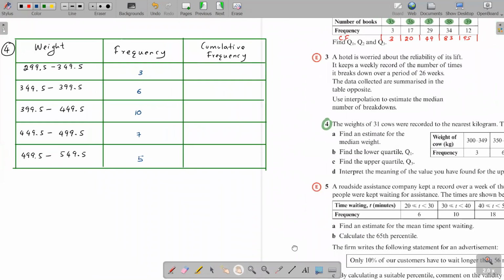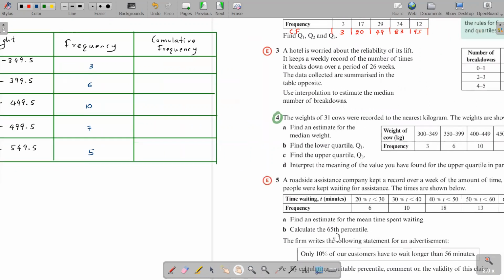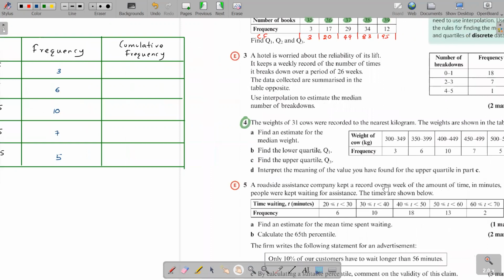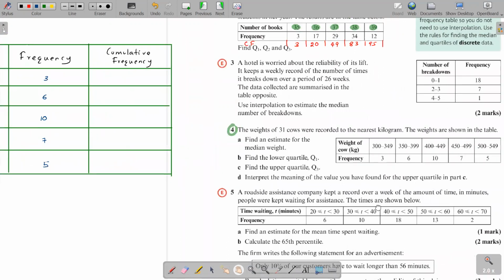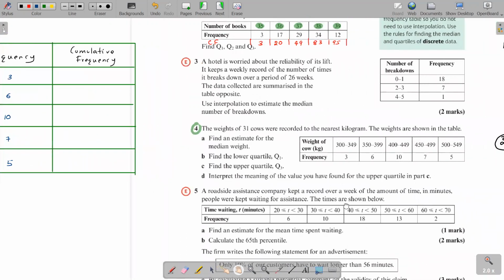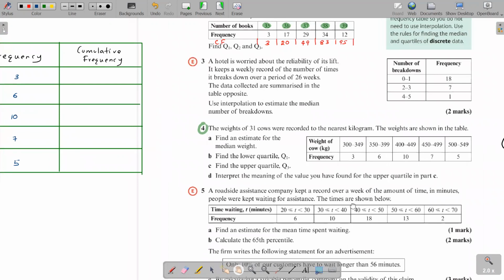You can see here I have constructed a corrected class boundary table along with the frequency, and I also wanted the cumulative frequency. So I have constructed a completely new table. The question is: the weights of 31 cows were recorded to the nearest kilogram. The weights are shown in the table. Find an estimate of the median weight.